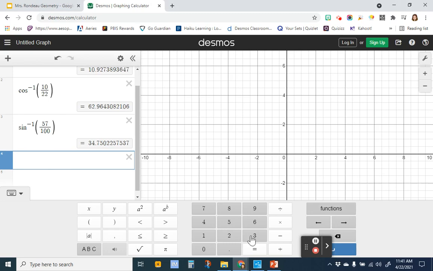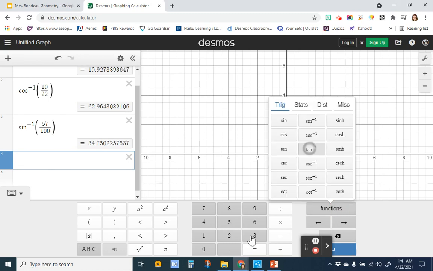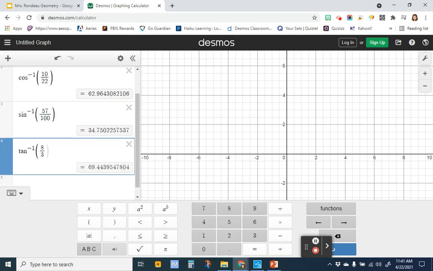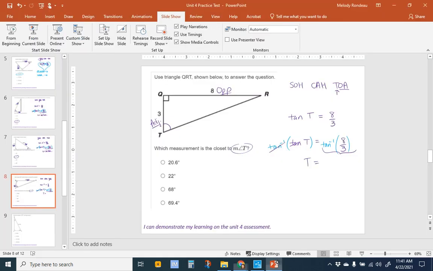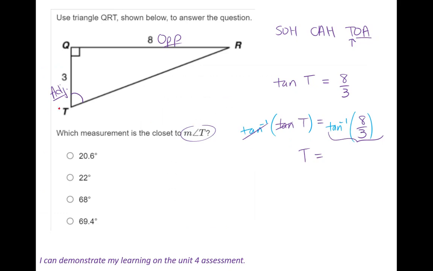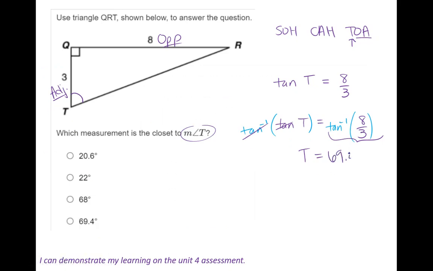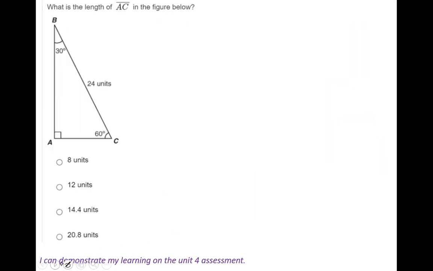So now I'm doing my functions here, inverse tangent, and I'm doing 8 divided by 3. So I get 69.443 and so forth. Then to match it up, that one would be the closest to this. So be careful, there is 68 there, but it's closer to the 69.4. All right, on to the next one.